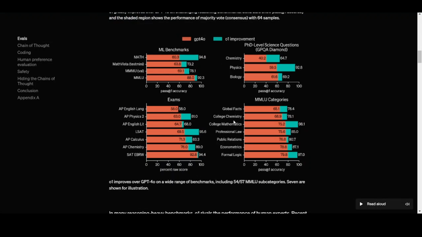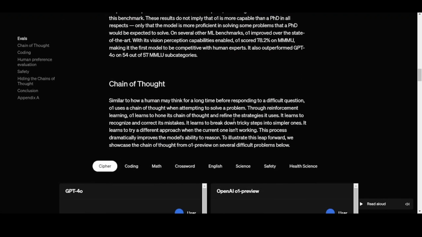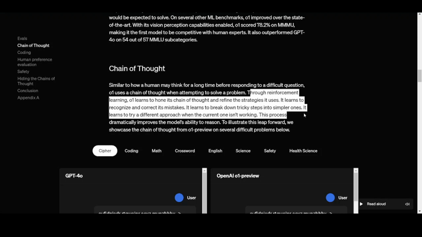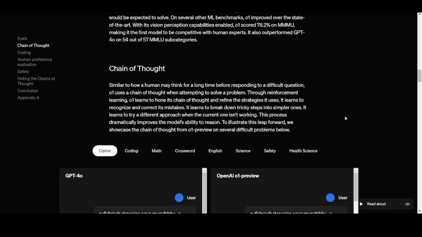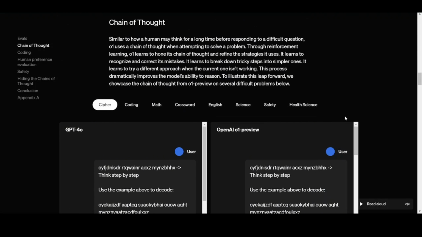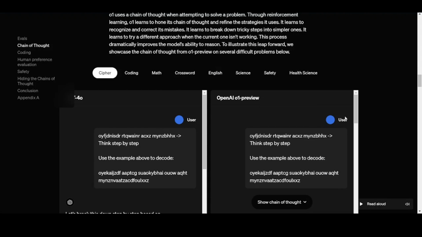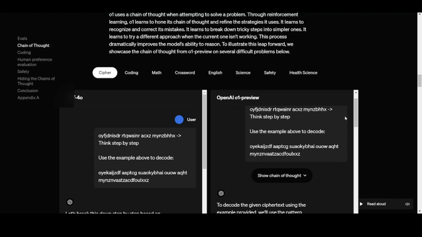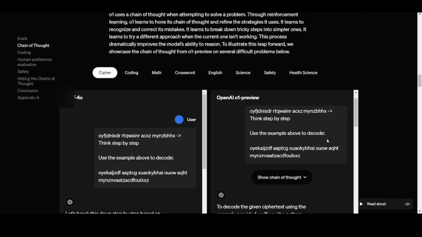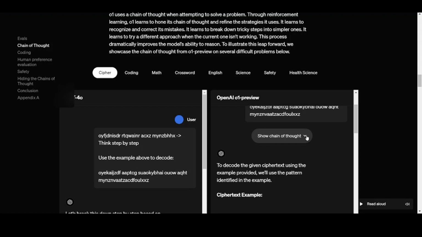Similar to how a human may think for a long time before responding to a difficult question, O1 uses a chain of thought when attempting to solve a problem. Through reinforcement learning, O1 learns to hone its chain of thought and refine the strategies it uses. It learns to recognize and correct its mistakes. It learns to break down tricky steps into simpler ones. It learns to try a different approach when the current one isn't working. This process dramatically improves the model's ability to reason.